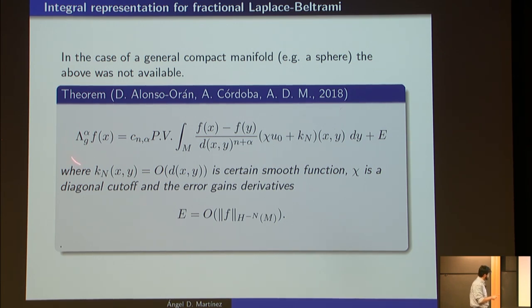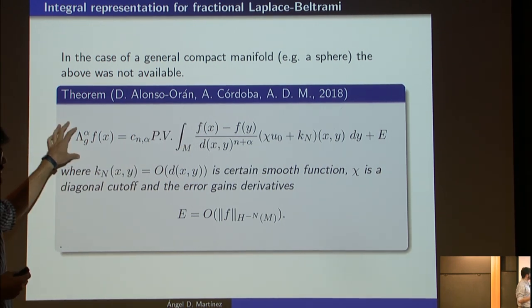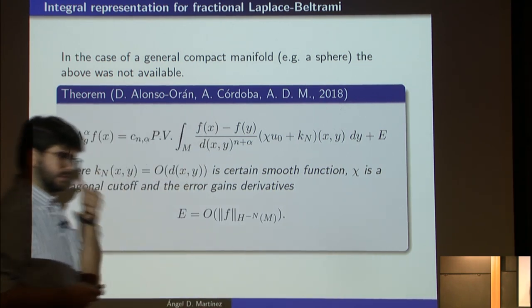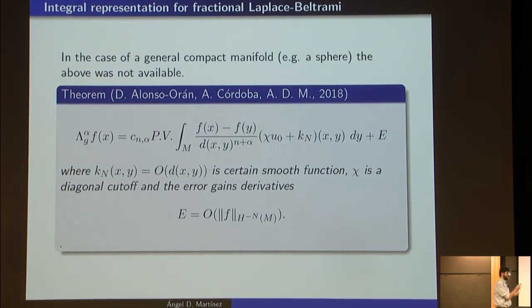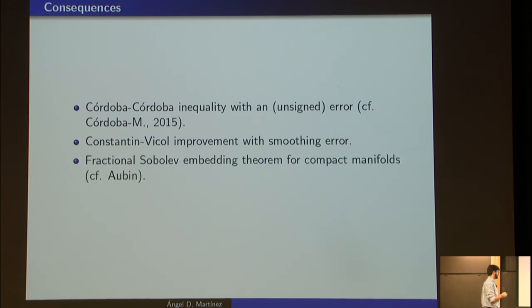I can tell you that there is an easy proof of the Cordova type inequality, just multiplying by f of x here and then doing some algebra in the usual case. In this case, you can do the same, but then you will end up with an error. So this kind of integral representation is not good enough to prove the Cordova type inequality, which is something funny. This will give you a Cordova type inequality, but with some kind of error that you can control. Now, we can use this to prove the Constantin Bickel improvement, that I will tell you later what I mean by that. Not exactly, but quite.